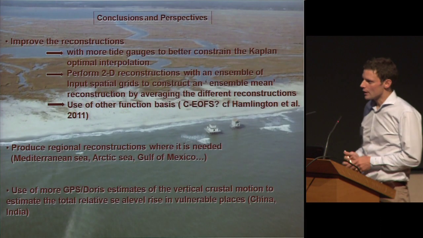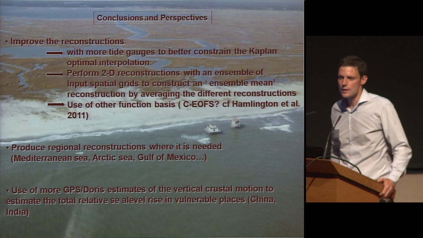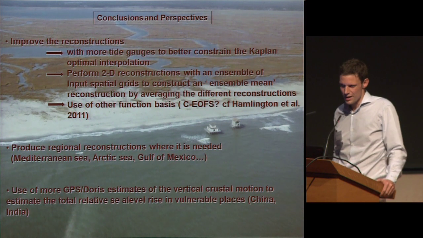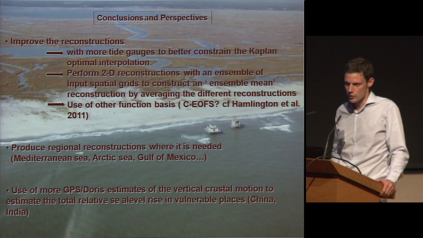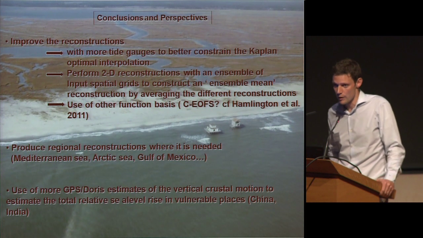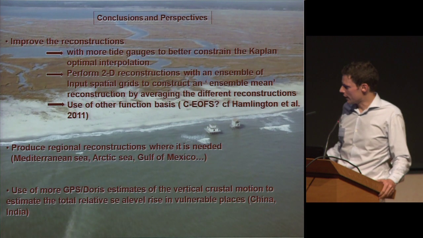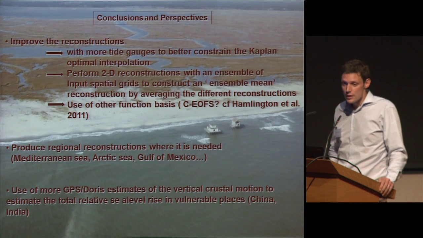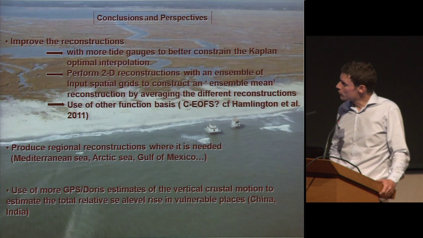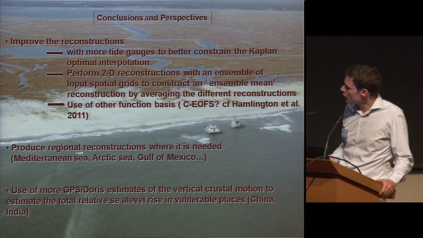Now, in conclusion, as you've seen, we are now able to estimate the total relative sea level rise in some places of interest. We didn't estimate it in that many places, and the first reason is that we are lacking GPS measurements or DORIS measurements. So the first thing we would need to improve our results is either to instrument more places or to find more GPS measurements, especially in China, for example. The second direction in which we could improve is to improve the reconstructions, and there are several ideas to improve the reconstructions.